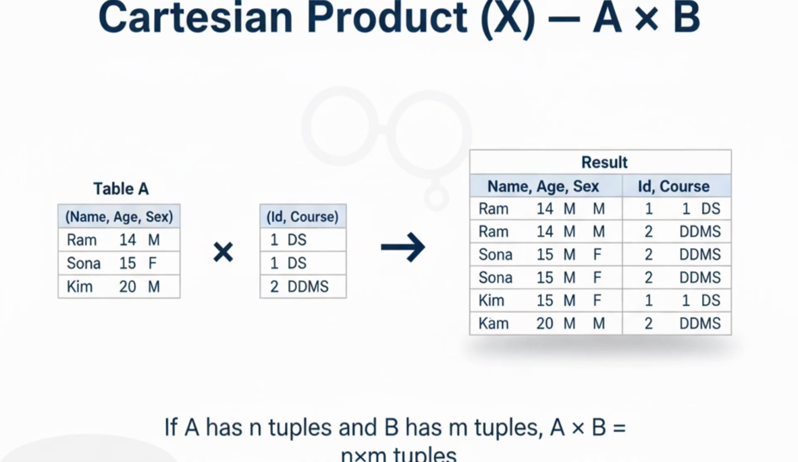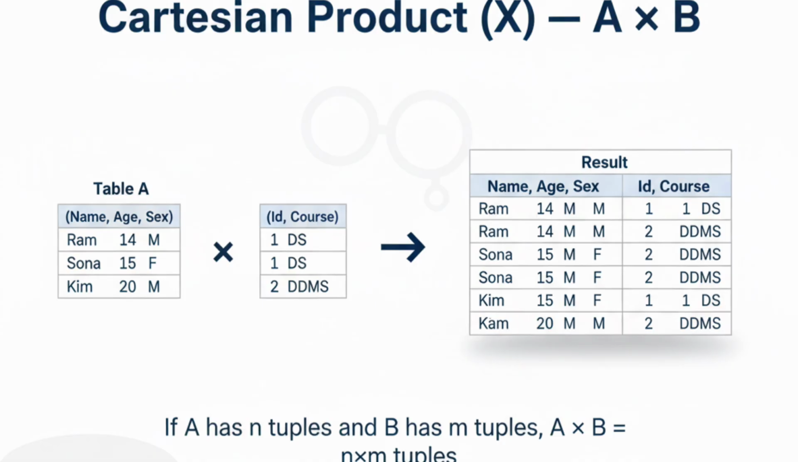Moving on to the Cartesian product, chi, it combines every row of one relation with every row of another. Suppose table A has columns name, age, sex, and table B has id and course. A chi B will pair each row of A with every row of B, creating all possible combinations. If A has n rows and B has m rows, the result will have n times m rows. It's like pairing each student with every course before deciding who actually enrolled.